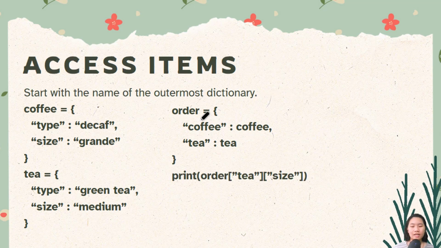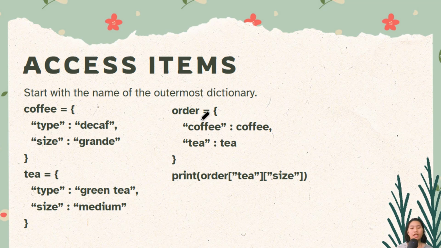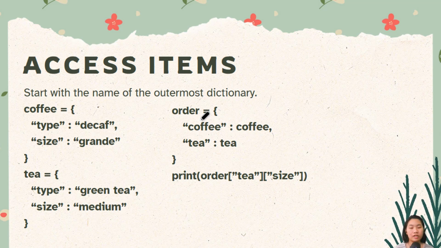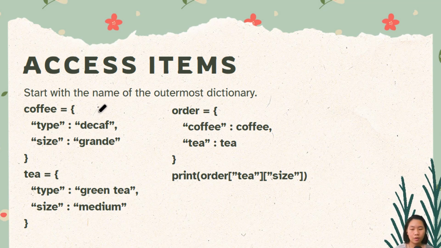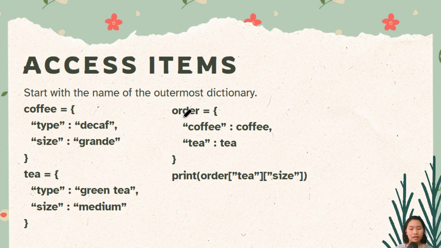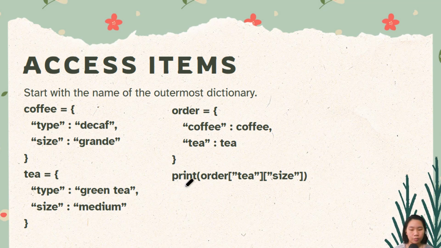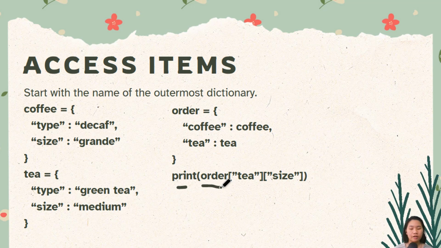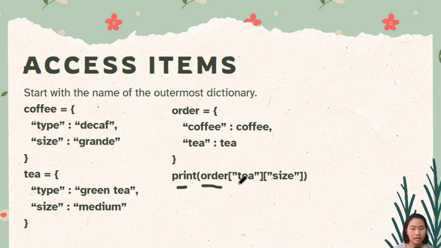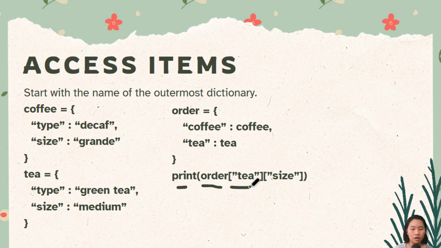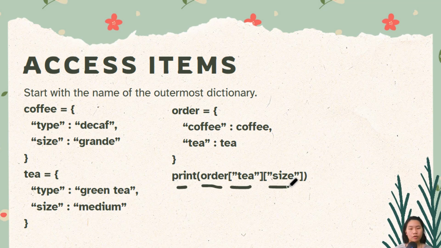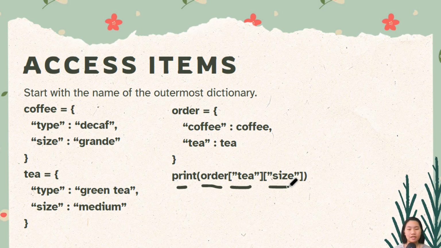Now let's move on to accessing items. We start with the name of the outermost dictionary, so the container of the nested dictionaries. I have the same thing with coffee, tea, and order. I'm using the second type of syntax, which is a little bit repetitive, but it's easier to see. And I print order, so the container, right? The outermost dictionary, then followed by the dictionary that I want to target, and then its key, okay? So it goes outermost, then the one that you want to target, and then its key or value.